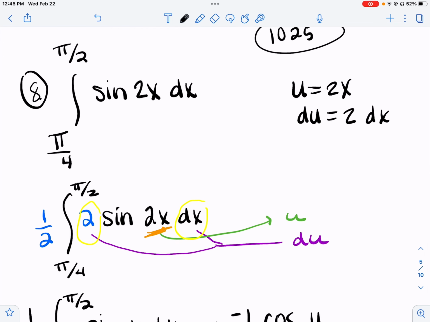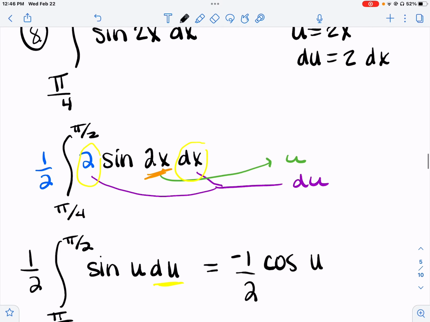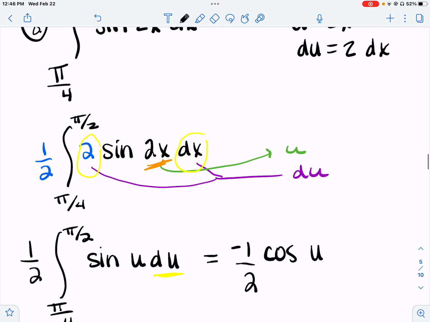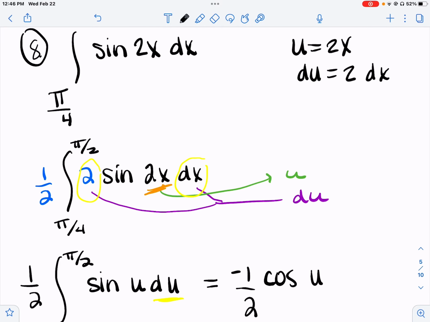Okay. Anytime you're integrating a trig function, the angle is your u. So du is 2 dx. We need 2, so we put 1/2 on the outside. Okay. So the 2 in the dx is our du.